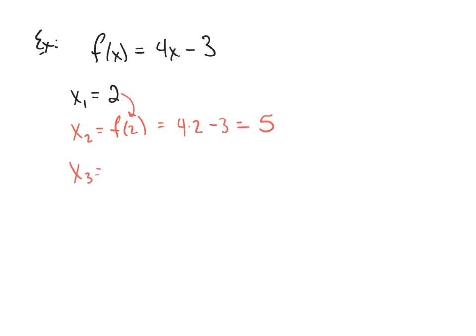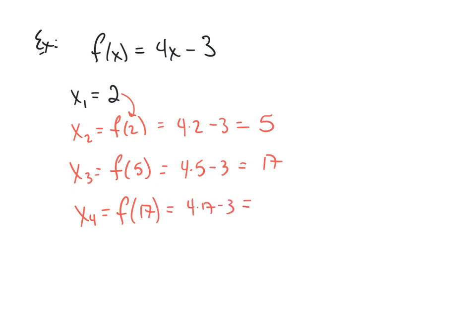Then to find the third term, take f of the previous term, so the previous term is 5, which makes it 4 times 5 minus 3, so that would be 17. If we wanted to find the fourth term, we just take the function evaluated at the previous term, so 17. So it'd be 4 times 17 minus 3, so let's see, what is that? 68 minus 3, so 65. And just for fun, let's get one more. So we just replace x with 65. So we'll take f of 65, which is 4 times 65 minus 3. Let's see, 260 minus 3, so 257.